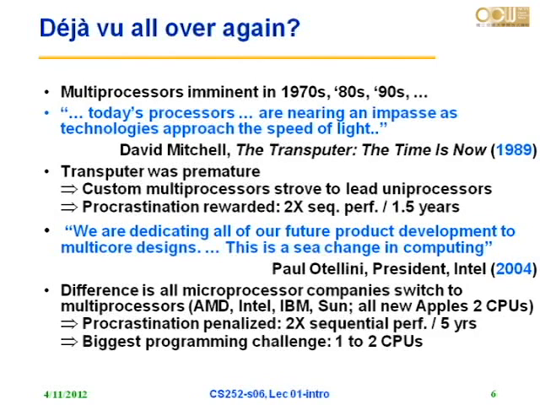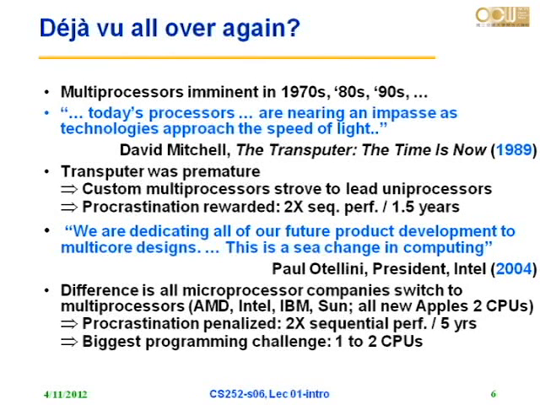So procrastination is penalized. What does that word mean? Delaying the release of your product will be penalized. And the biggest programming challenge is going from sequential to parallel.